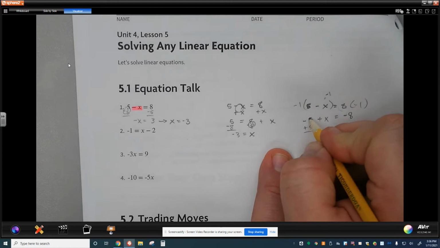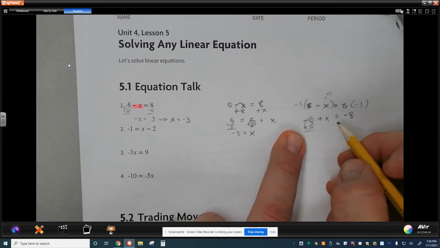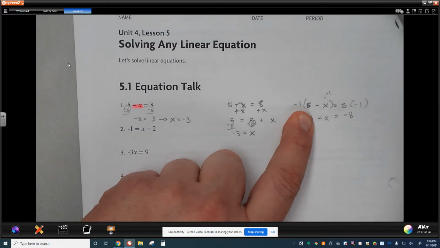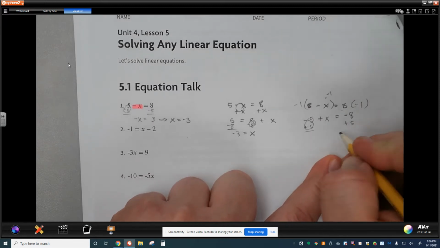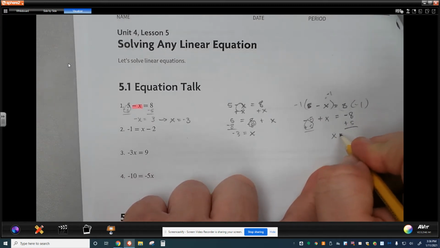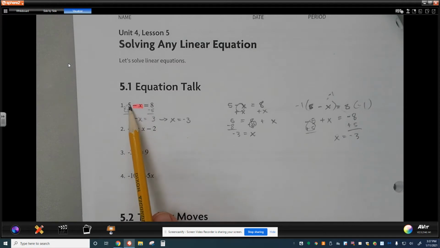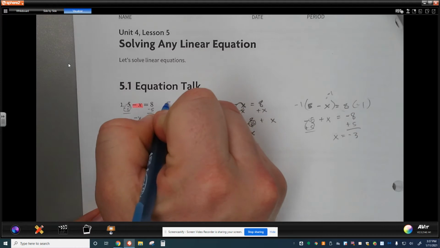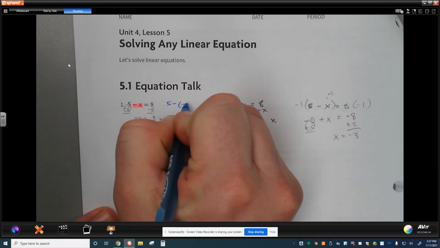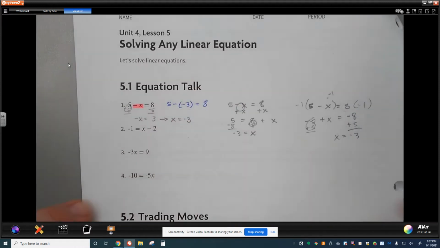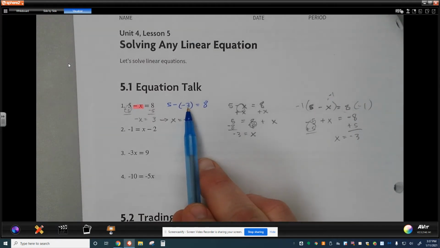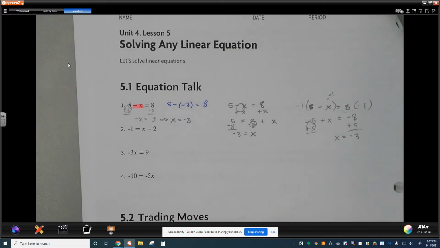Add the 5 to eliminate it from the expression on the left. Notice that the x is a positive x in this case. Add the 5 to the negative 8, and I find out x is equal to negative 3. Now, three different ways that I've done this, but all three ways, when we substitute our value back in, when I take 5 and I subtract negative 3, I get positive 8, which is a true statement. And that tells me that my value for x is definitely negative 3.